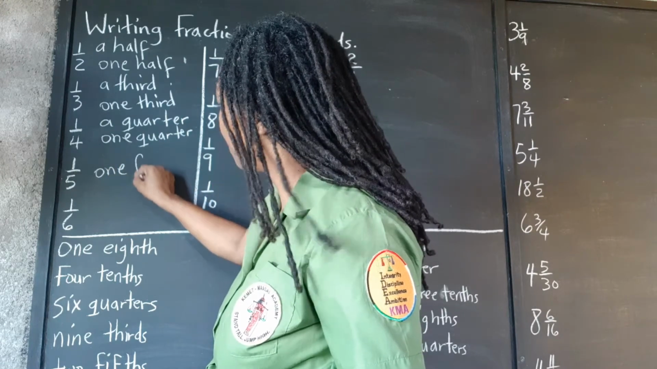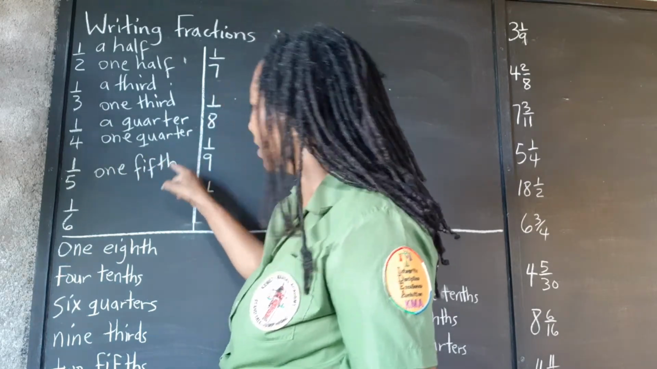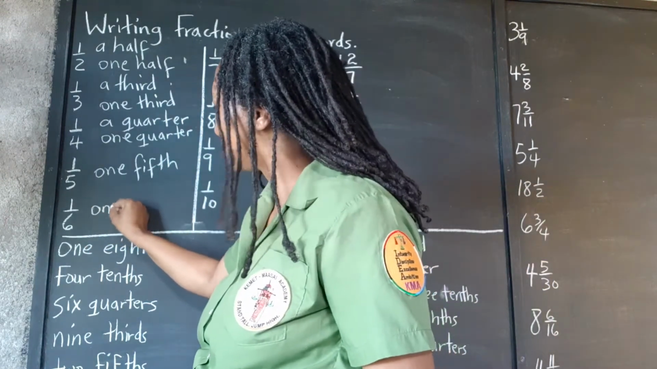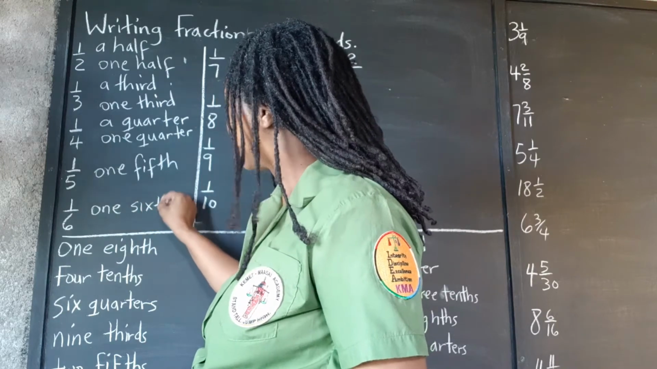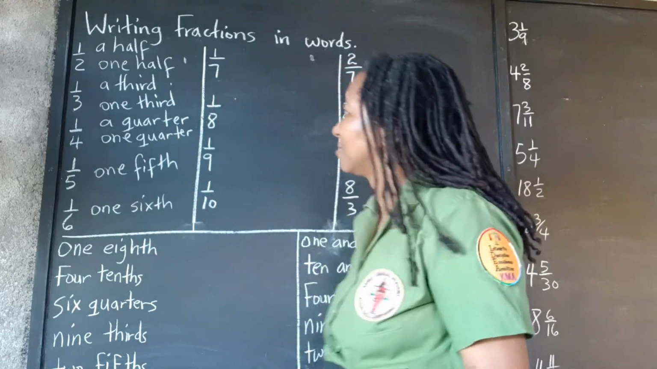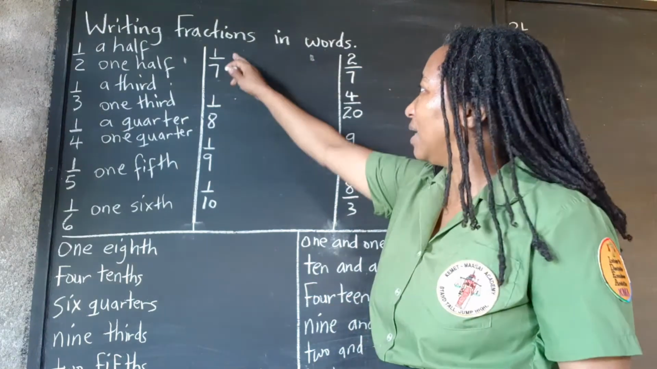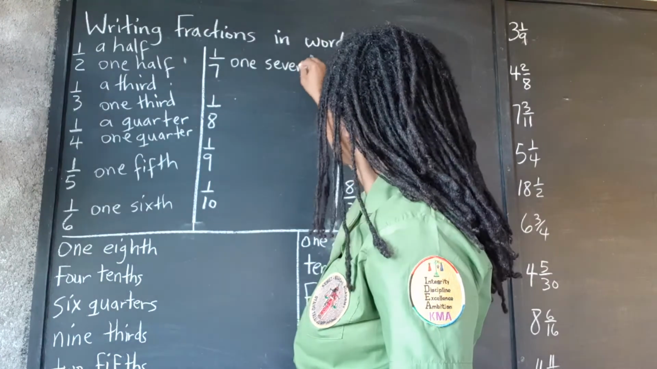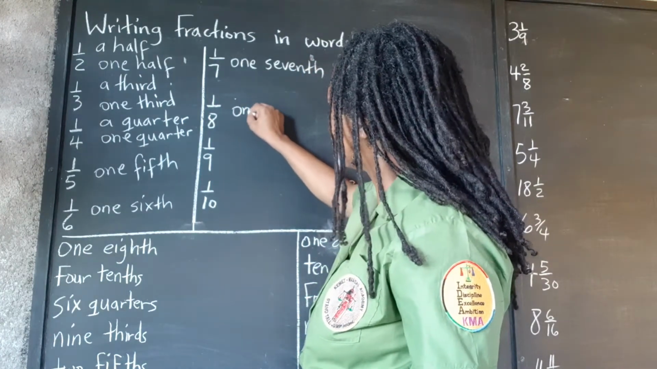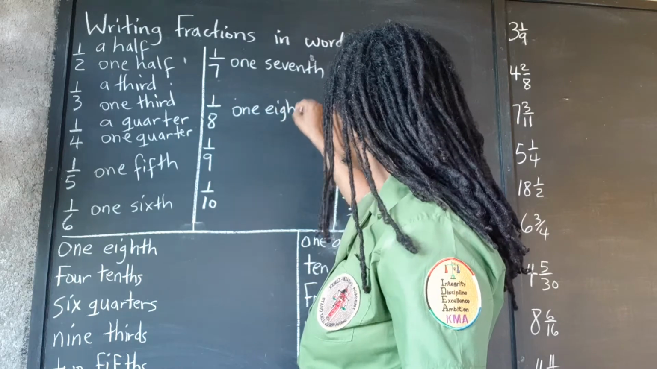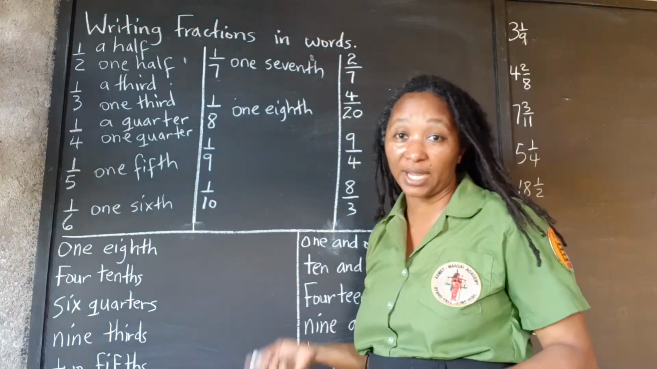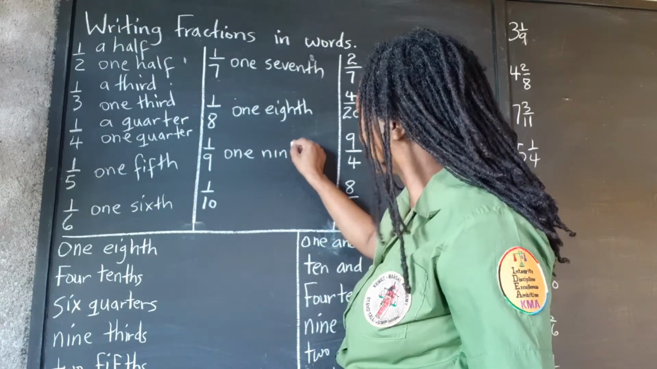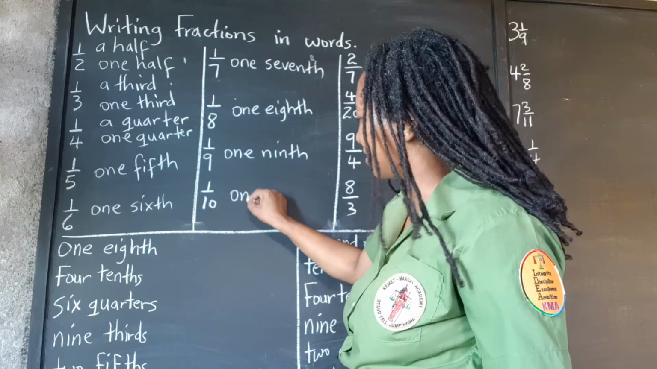One-fifth, with the th, 1/5, 1/6, 1/7, 1/8, th at the end, right? 1/8, 1/9, 1/10, and so on.